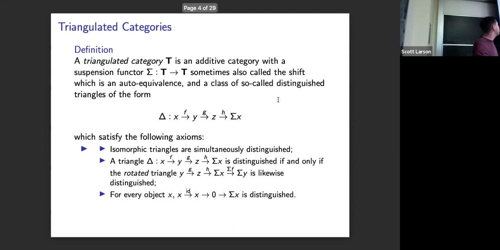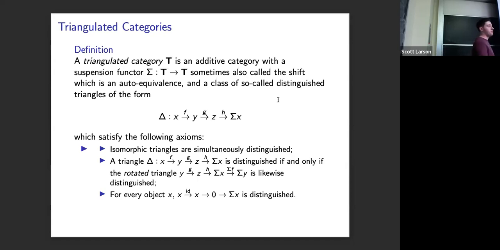All right. So the first thing, I guess, to say is what is a triangulated category? Essentially, a triangulated category is an additive category where you have these exact sequences, although they're not called that, they're called distinguished triangles. So we have an additive category with a suspension functor called the shift, which is an autoequivalence, and this class of distinguished triangles. And then there's a long list of axioms that they satisfy.